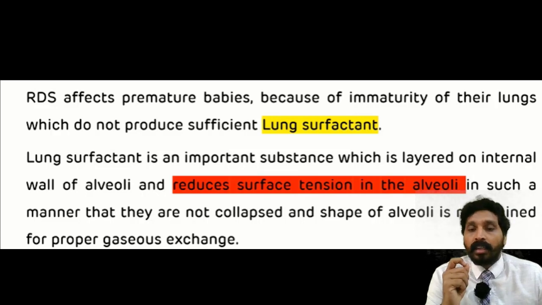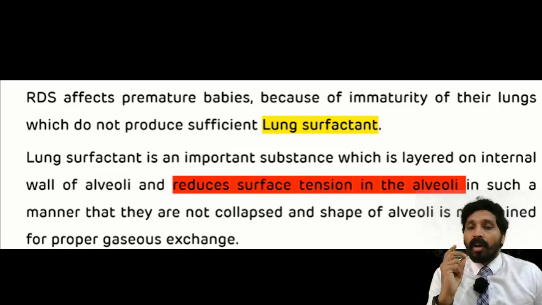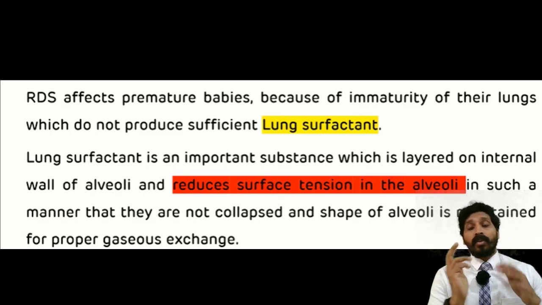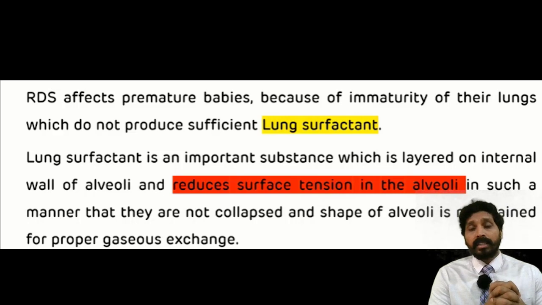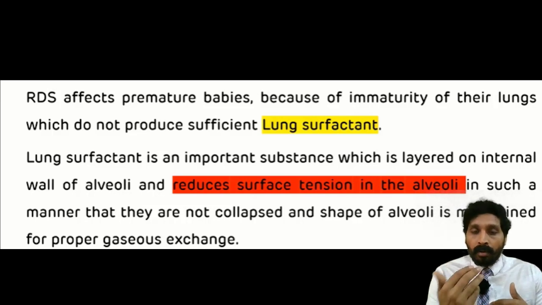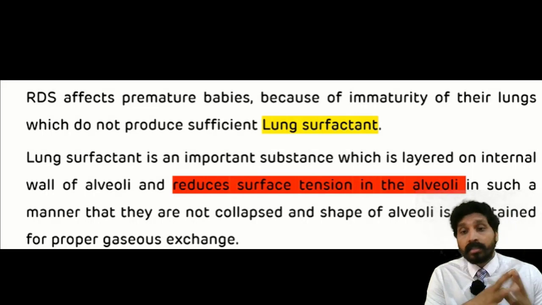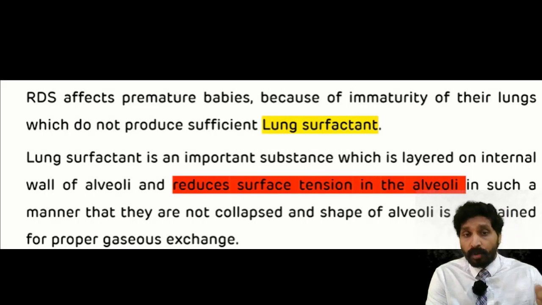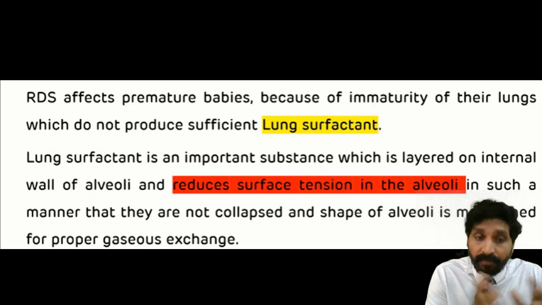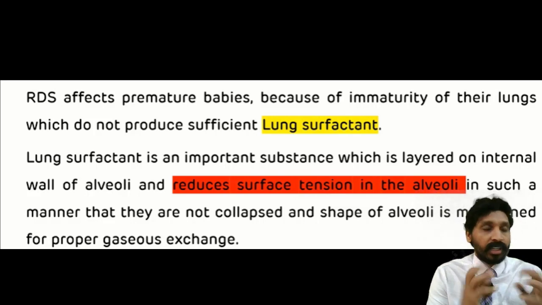So what is the function of this lung surfactant? Lung surfactant is produced by type 2 alveolar cells, and it reduces surface tension between the alveoli and prevents the collapsing of the lungs. It maintains the shape of the alveoli, which helps in respiration. Right. So lung surfactant is an important substance which is layered on the internal wall of alveoli and reduces surface tension in such a manner that they do not collapse and the shape of alveoli is maintained for proper gaseous exchange.